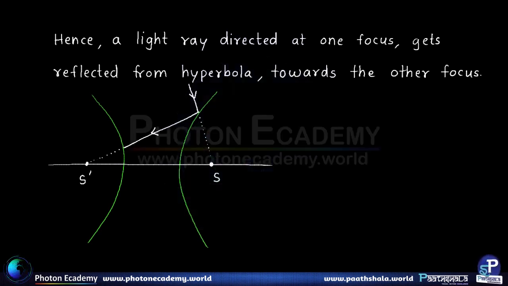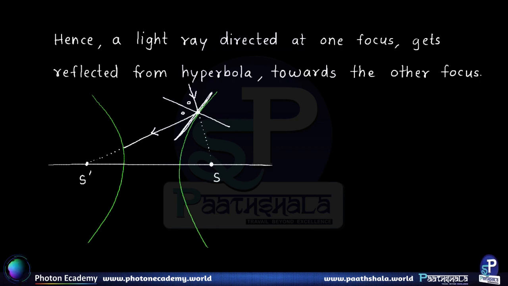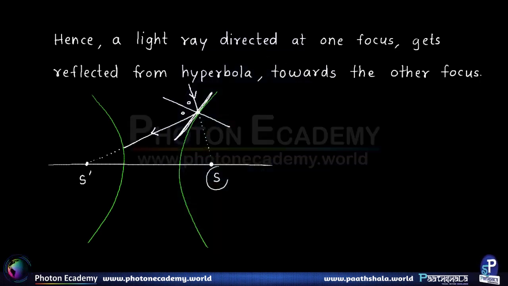If you remember from ray optics, to find the direction of the reflected ray, we first draw the tangent at the particular point of incidence and then we draw the normal. We know that the angle of incidence is the same as the angle of reflection. Therefore, since we have seen that the tangent and normal bisect the angles between the two focal radii, clearly the light ray which is aimed at one focus on reflection gets directed towards the other focus. That's the reflective property of the hyperbola.